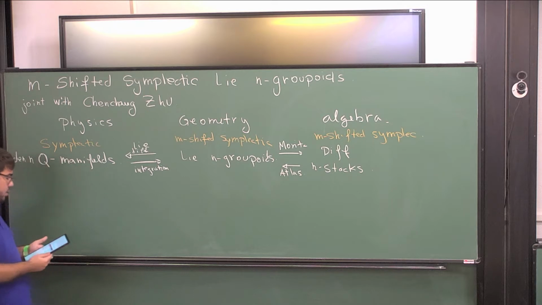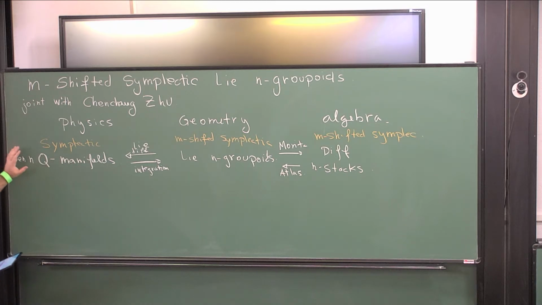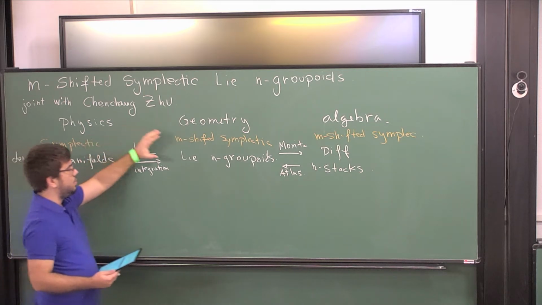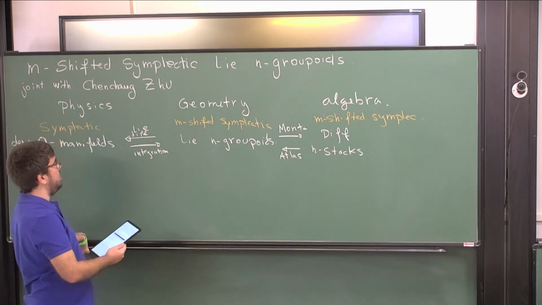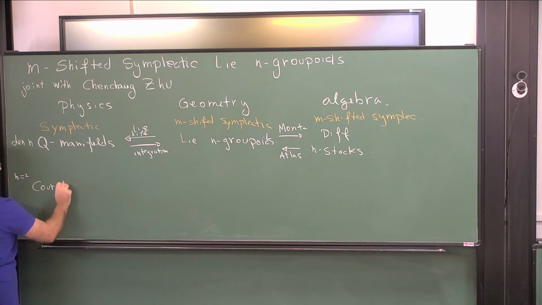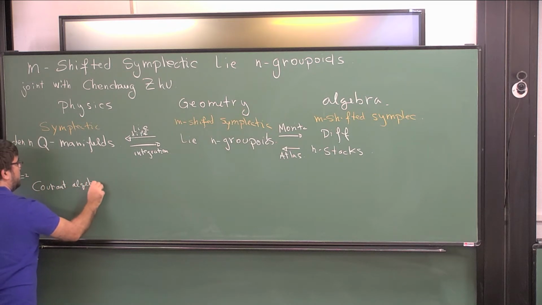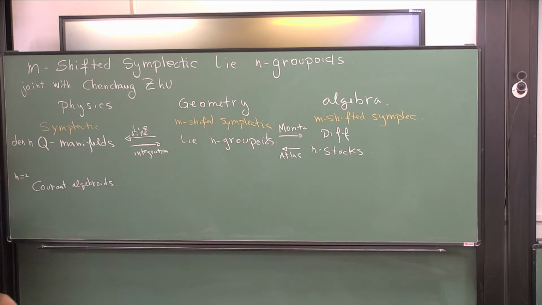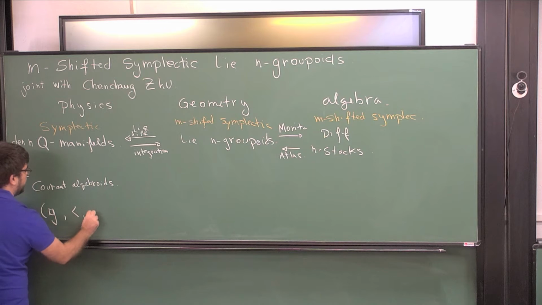So the main example that we have, well, I will put it here. There is an easy example in degree 2: degree 2 symplectic Q manifolds are the same as Courant algebroids. So when n equals 2, I have here Courant algebroids. And there is a well-known, easy example of Courant algebroids that is a quadratic Lie algebra.